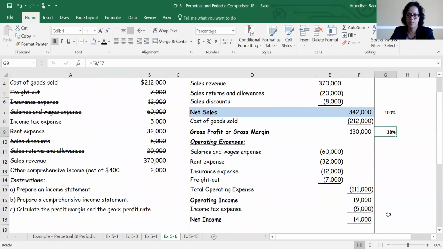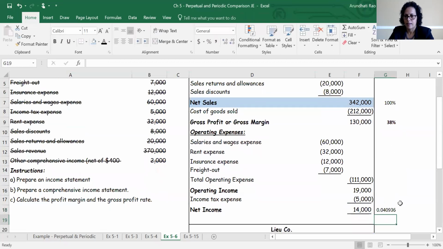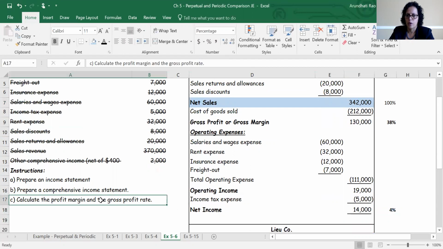Then the next number we're concerned with is the profit number, the final number, the income statement number, net profit number. Again, what we do over here is we will calculate the rate, which is net income divided by net sales. And let's state it as a percentage, and we get that at 4%. Okay, so 14,000 divided by 342,000 is 4%. So the profit margin is 4%, gross profit rate is 38%.